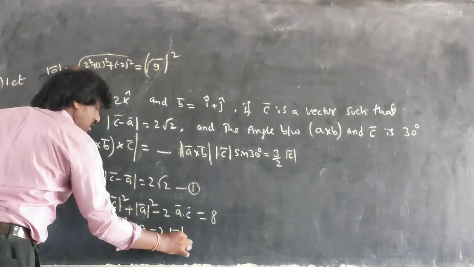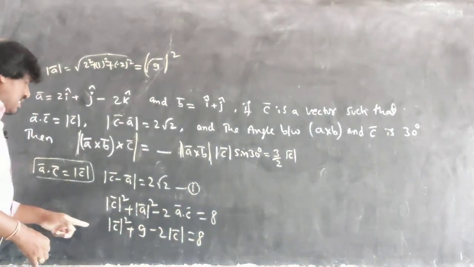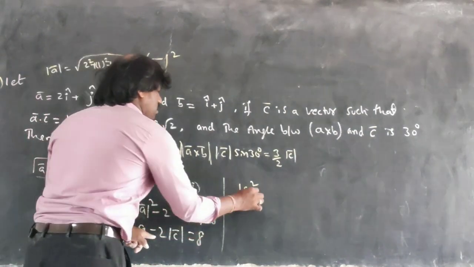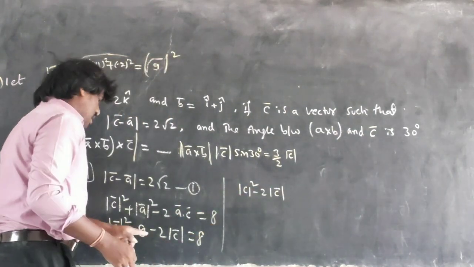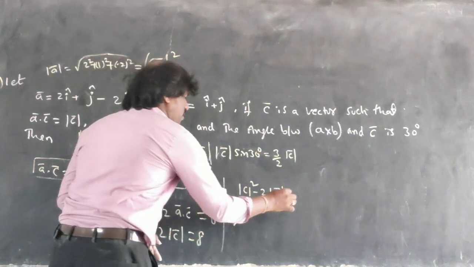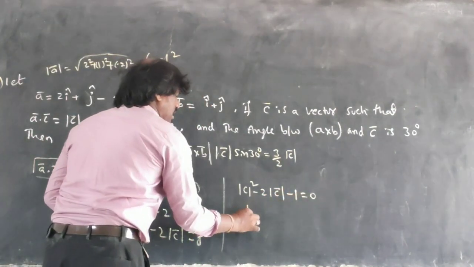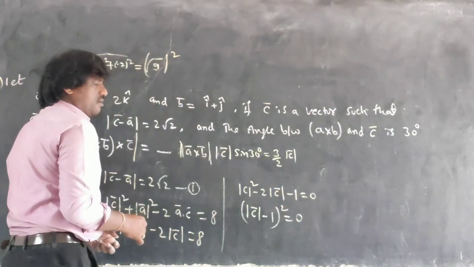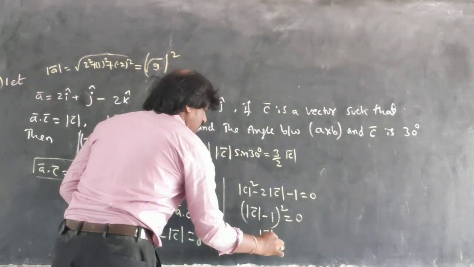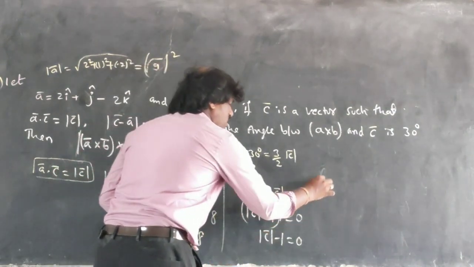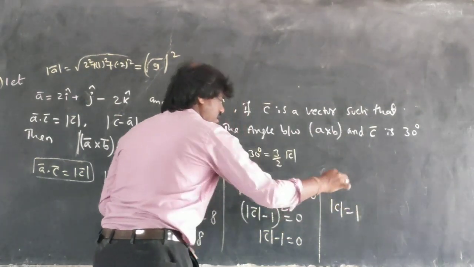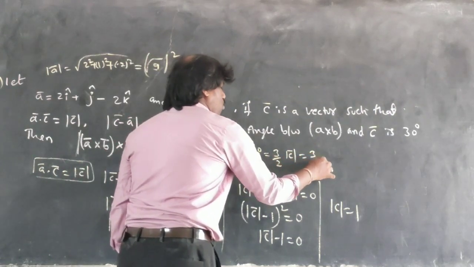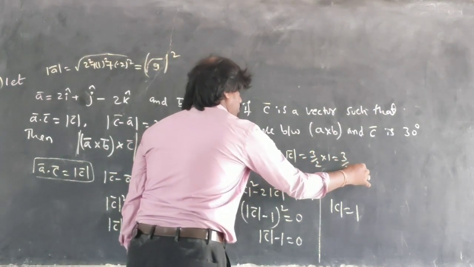So mod C square minus 2 times mod C plus 9 minus 8, that is 1, is equal to 0. This looks like mod C minus 1 whole square, the a minus b whole square formula. So I can write mod C minus 1 is equal to 0. Therefore mod C value will be 1, positive. So the answer is 3 by 2 into 1, that is 3 by 2.